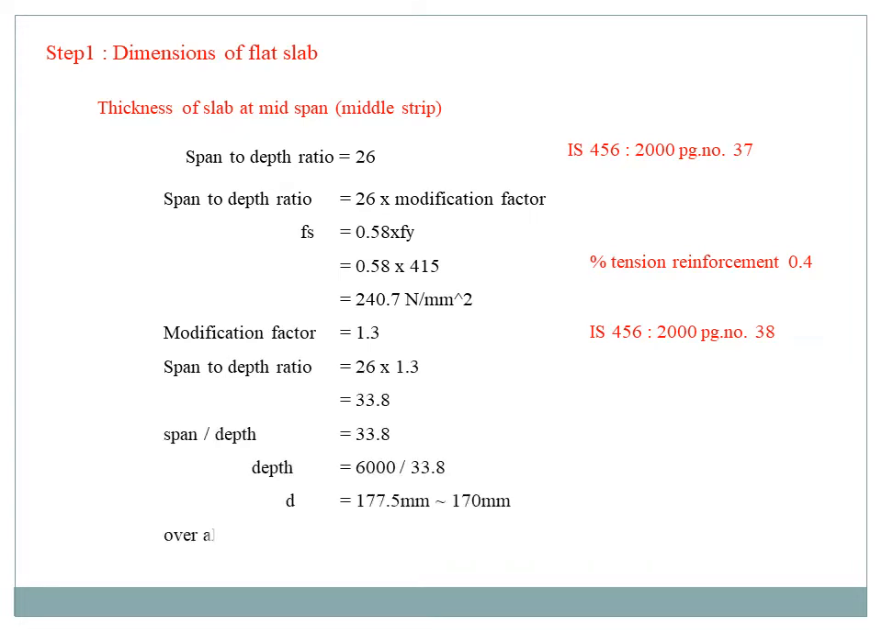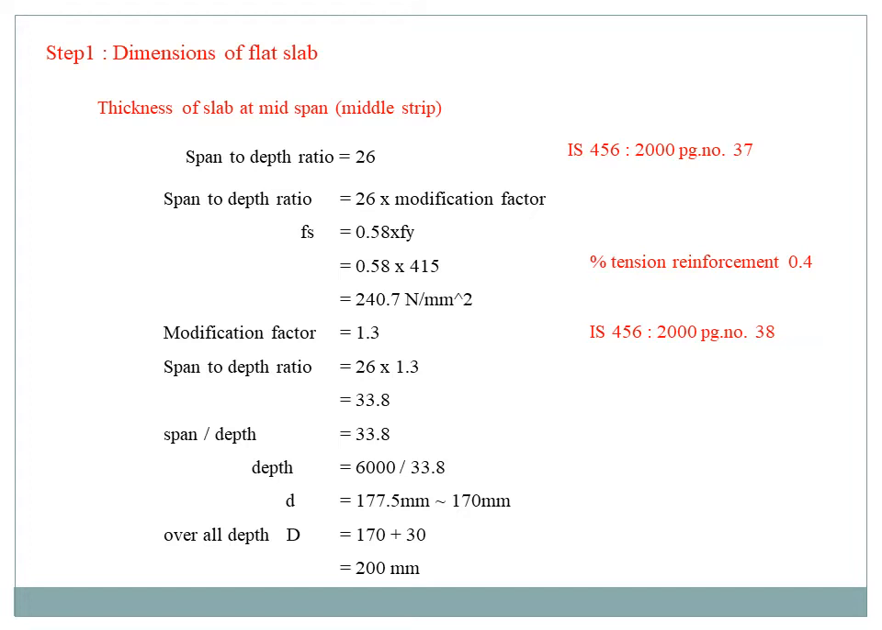The modification factor is found from Fs equal to 0.58 into Fy. 0.58 is the constant value, and Fy is given in our question: Fy is equal to 415. Then Fs is equal to 240.7 Newton per mm square. One graph is there on page number 38, so we can easily find the modification factor, based on Fs and percentage of tension reinforcement. So span to depth ratio is equal to 26 into modification factor 1.3, equal to 33.8.